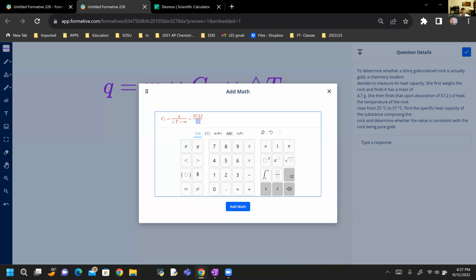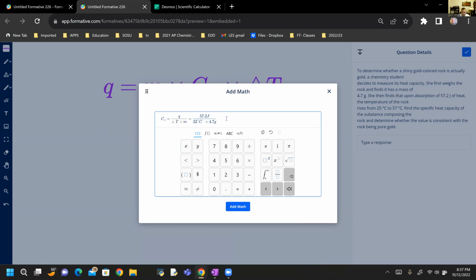So there you go, 32 degrees. And so always check if you're not sure. Make sure you're careful on those things. We'll hit Alt 248, and that gives us a degree sign because we're super cool like that. And then we have our mass, and our mass is 4.7 grams.